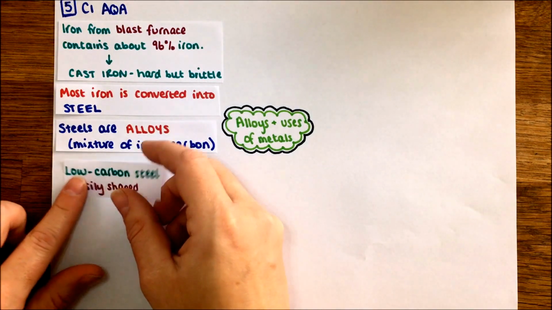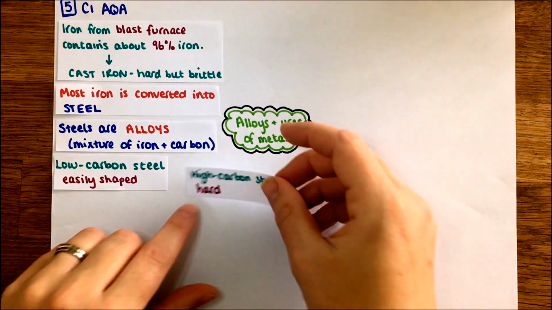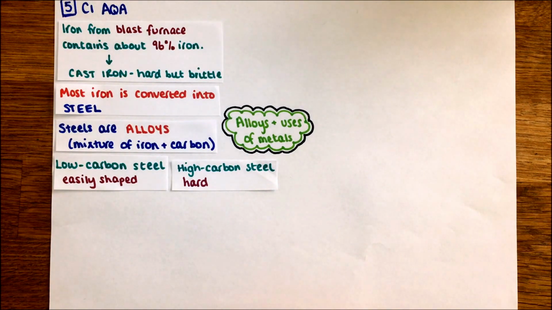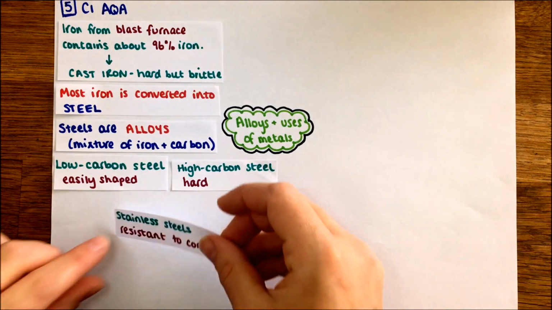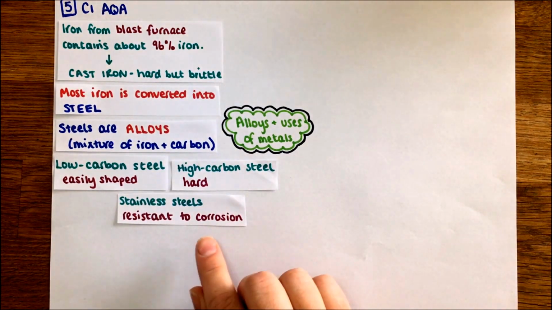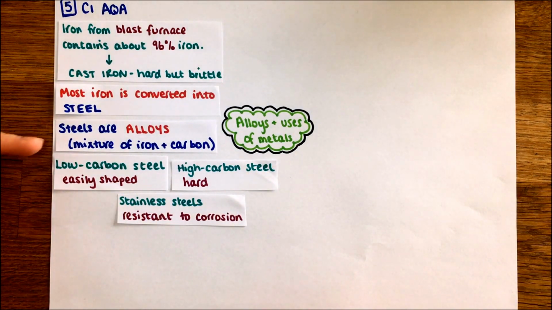So you can have a low carbon steel, so a steel that contains very little carbon, and that's great because it's easy to shape. So if you want to be able to shape your metal, then a low carbon steel is what you want. If you want it maybe for more building or structural things, you might want to have a high carbon steel because that's very hard. So again, a different type of use for those two things. And then you'll probably have heard of stainless steels. So your sinks, your cutlery, etc. And they're great because they're resistant to corrosion. Okay, so 3 different steels with different amounts of metals in them give them different properties.